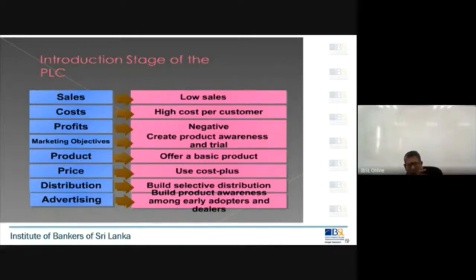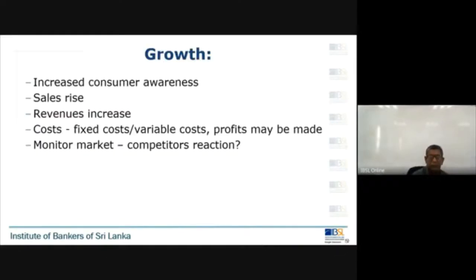So what should your marketing objective be? To create more awareness of a particular product among the public. We have a housing loan scheme with a certain interest rate and other features, but we need to communicate all these things to our customers.